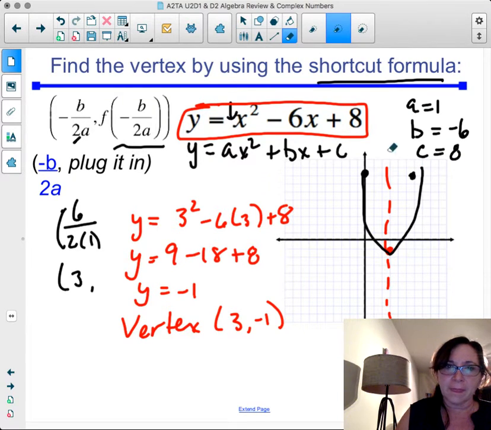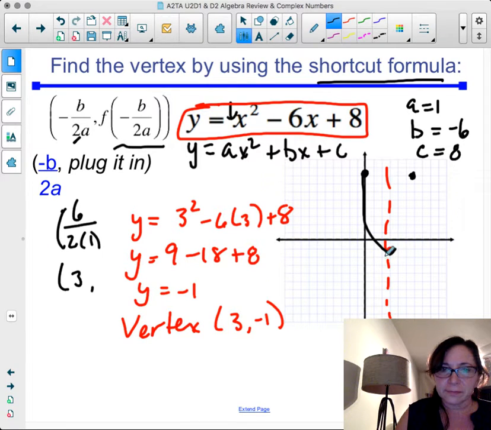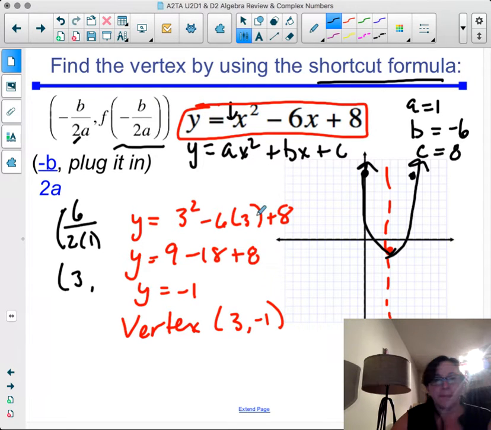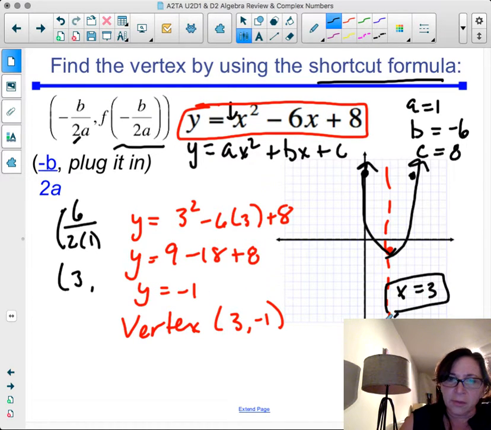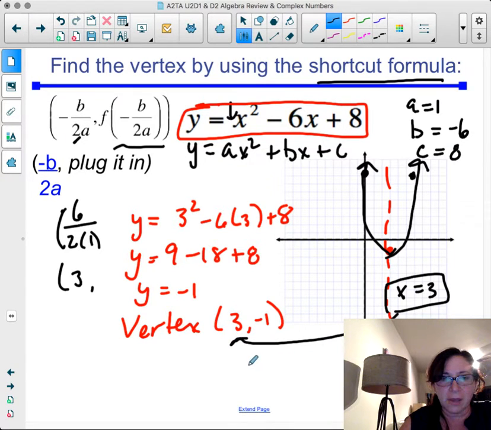Okay. Sorry about that. Let's try to get that a little bit better. Okay. All right. A couple of things here. The axis of symmetry is x equals 3. It's a line. It's an equation of a line. We get this value from the x coordinate of your vertex.